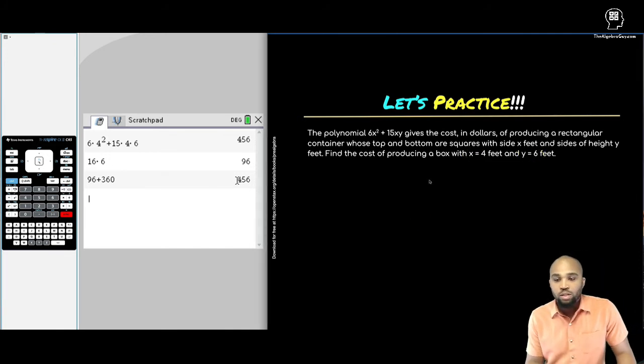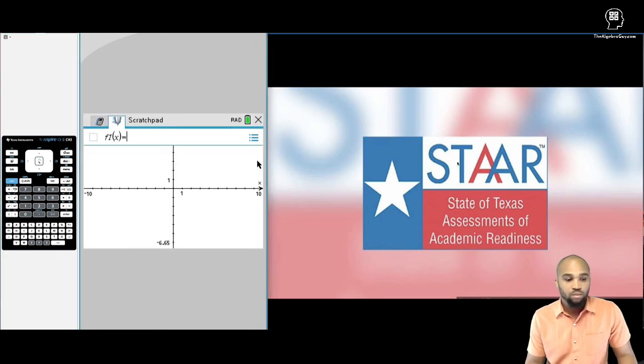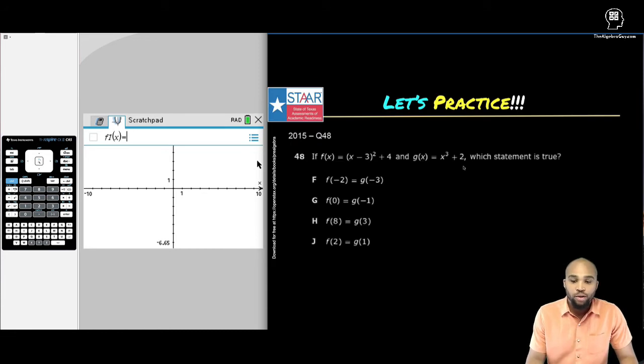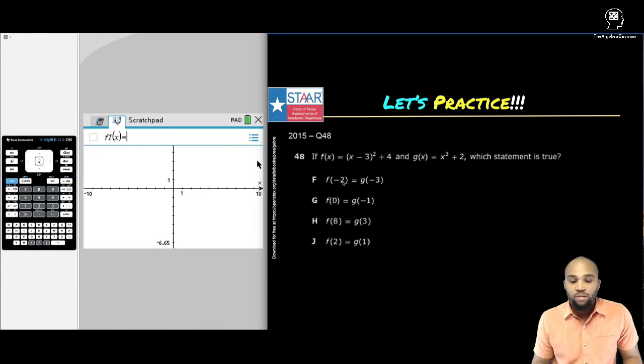All right, so how does this show up on the STAAR test? What does it look like when we have the STAAR test out? So let's look at how it shows up then. A few years ago, here's one of the problems that you could have gotten. If f of x is (x minus 3) squared plus 4 and g of x is x cubed plus 2, which statement is true? f of negative 2 is equal to g of negative 3.